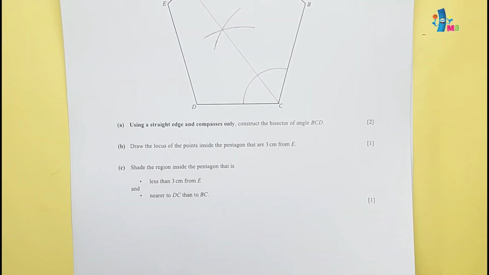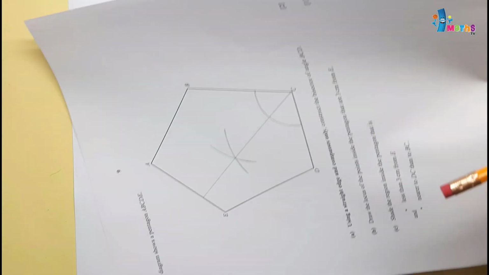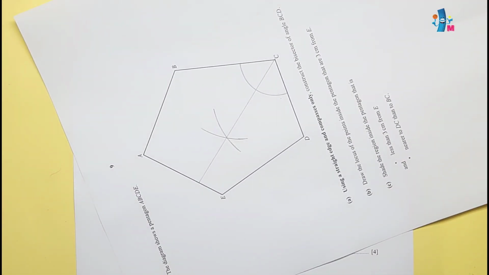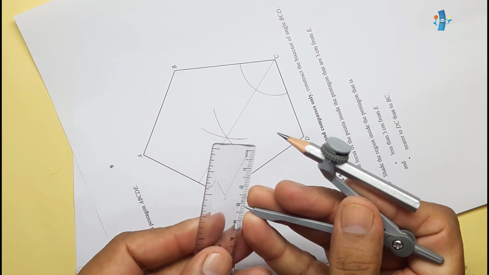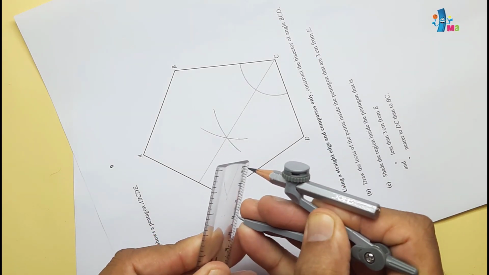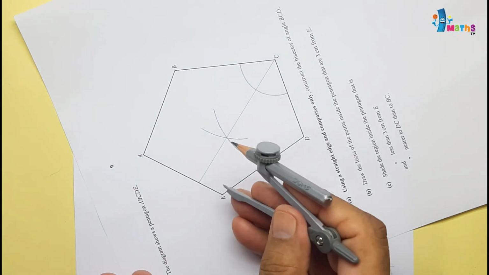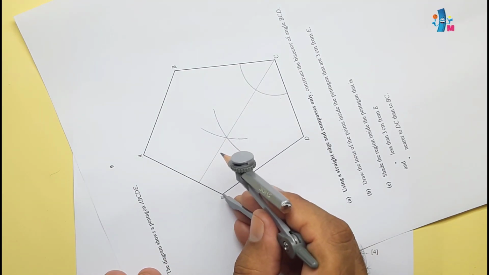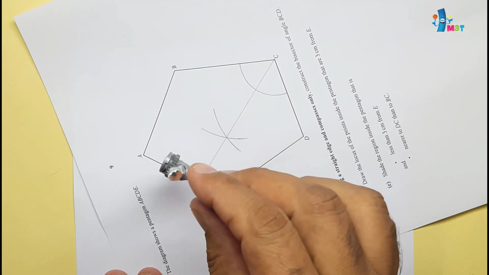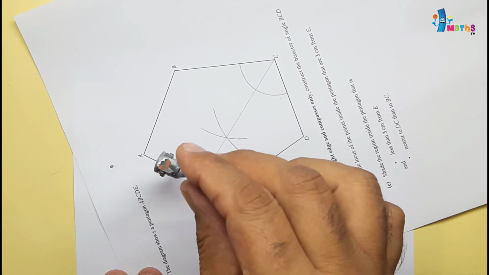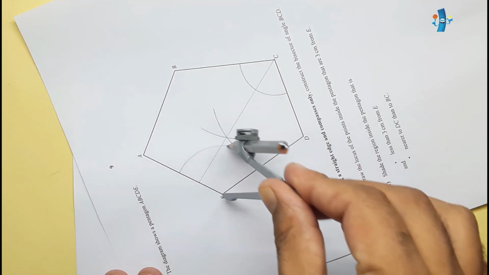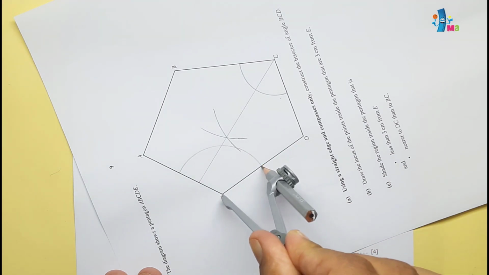Part B is draw the locus of the points inside the pentagon that are 3 centimeters from E. So from E we will be drawing 3 centimeters. We will have to open the compass 3 centimeters. I'll place here, and up to this one is 3 centimeters. So we can place over here and draw an arc starting from here up to this one.